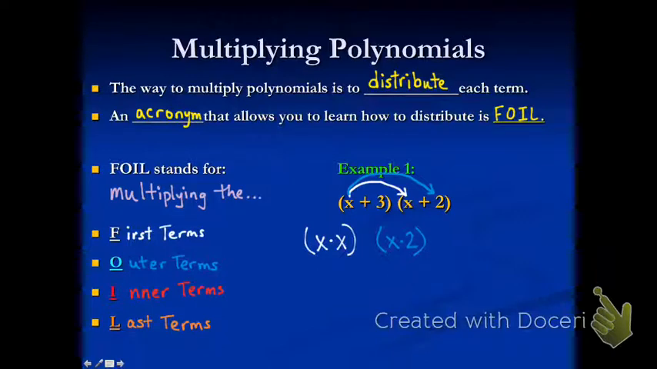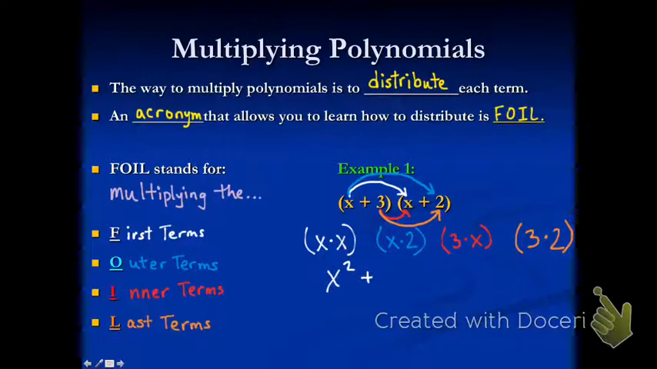Then the inner terms. The inner terms are your 3 and your x because they're on the inside. So 3 times x. And then the last terms would be the last terms in each set of parentheses, which would be the 3 and the 2. And then that would be 3 times 2. And what you have effectively done is distributed each term in the first set of parentheses with each term in the second set of parentheses. And now we're going to simplify this.